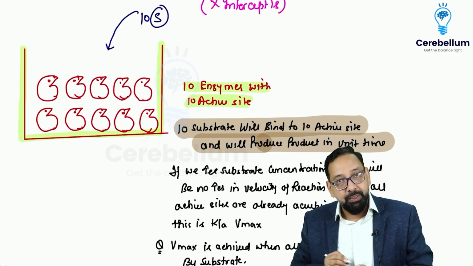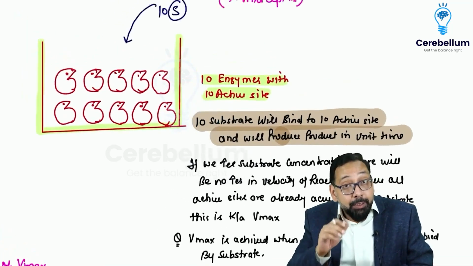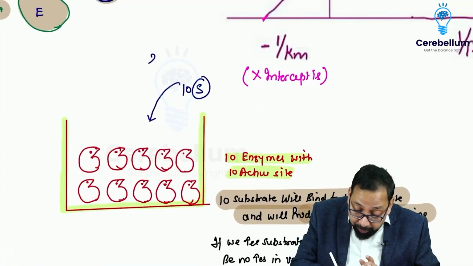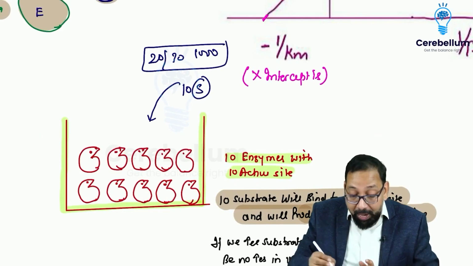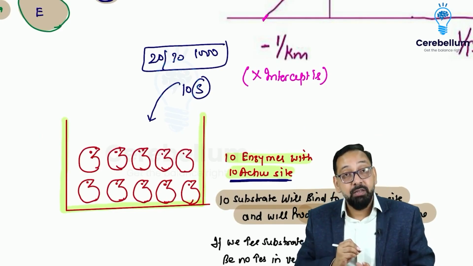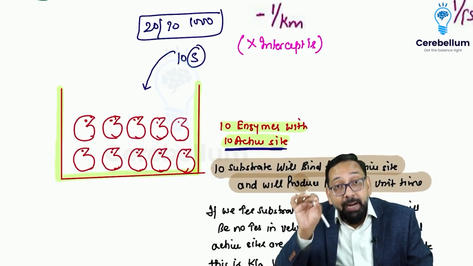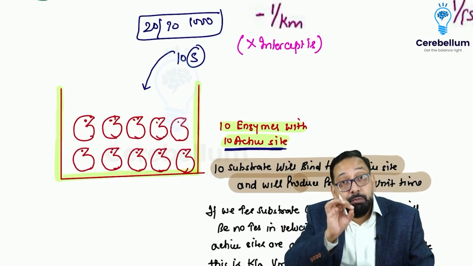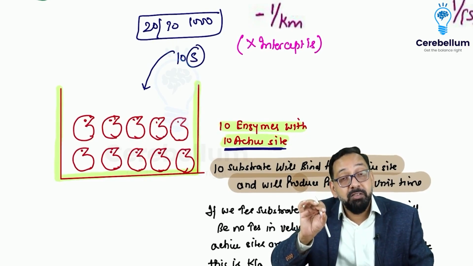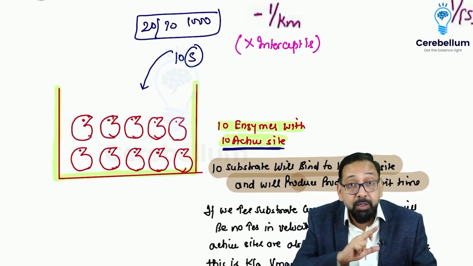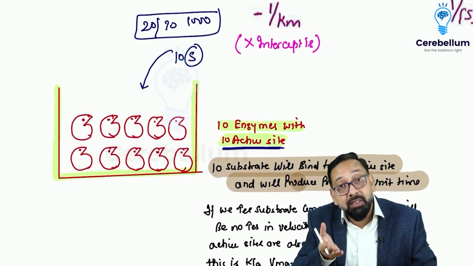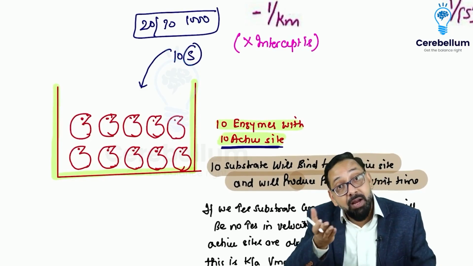This is velocity. If I increase substrate concentration to 20, 30, 1000, you still have only 10 active sites. So you can convert only 10 substrates to 10 products in unit time. Means if you further increase substrate concentration, velocity will not increase because all active sites are already occupied with the substrate.